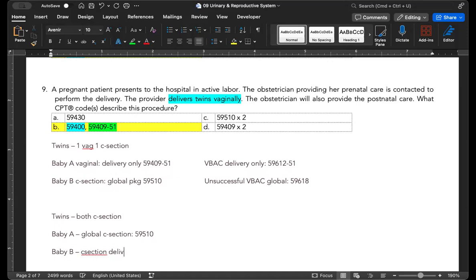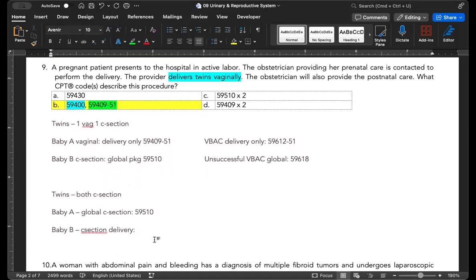Well, insurance will more than likely deny. Let me find your code for the C-section delivery only real quick. 59514. I can put it on here. Insurance is more than likely going to deny your baby B portion of the claim because they're going to tell you you're not going to have multiple incisions. It doesn't really take a whole lot of expertise. Baby B usually comes out 20, 30 seconds after, so there's not really a whole lot of effort that goes into prepping mom for the delivery only of baby B.